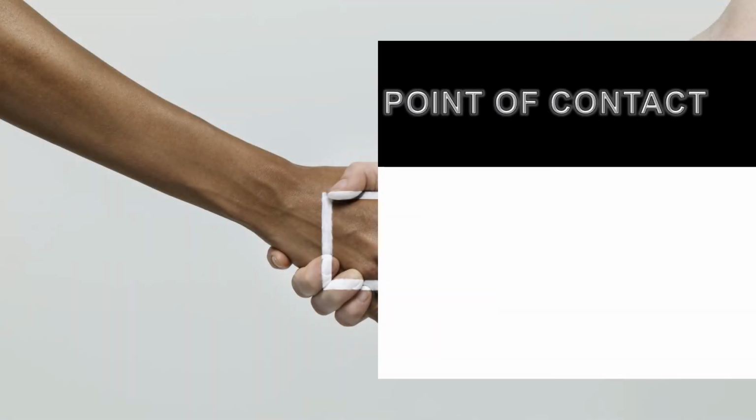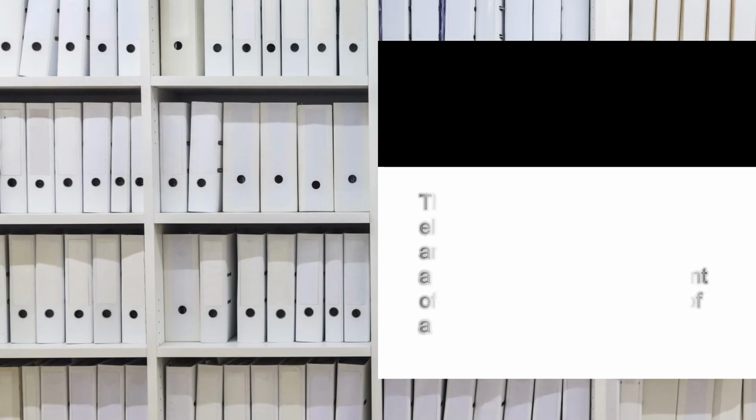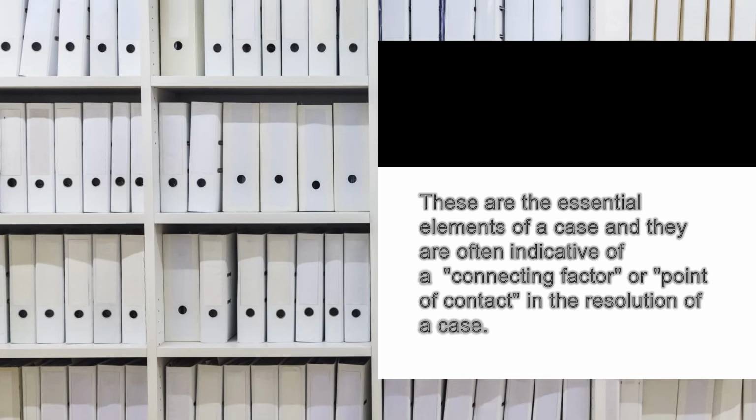Point of contact. In conflict of laws, the choice of law issues are handled by applying the law of the jurisdiction having the closest link to or contact with the event and parties to the lawsuit and the issues and matters at hand. These are the essential elements of a case, and they are often indicative of a connecting factor or point of contact in the resolution of a case.